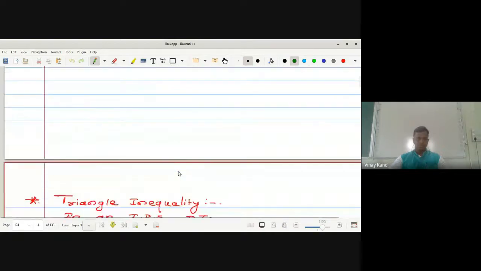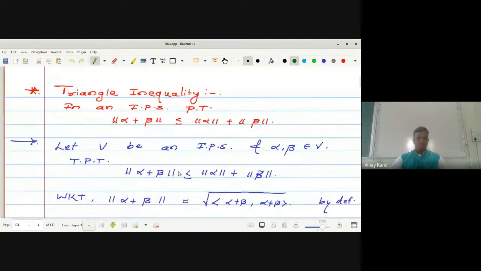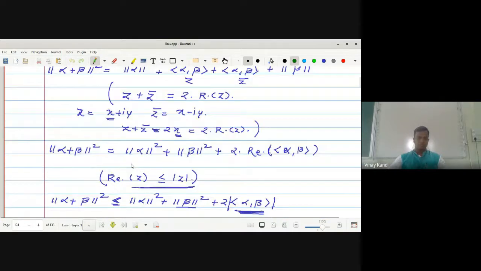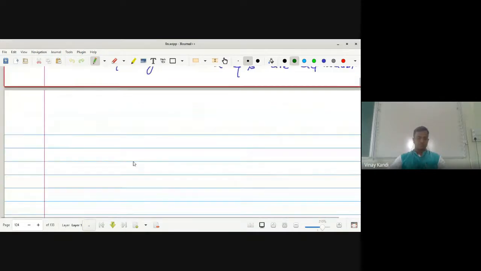What is the triangle inequality? The norm of alpha plus beta is less than or equal to the norm of alpha plus the norm of beta, in an inner product space. Again, this one is the proof. So today we will see a new concept. What are orthogonal vectors?